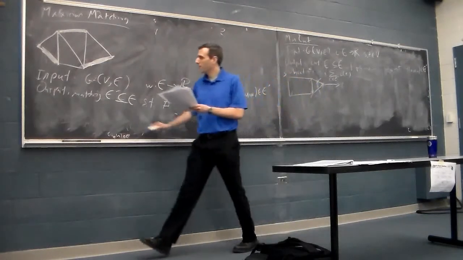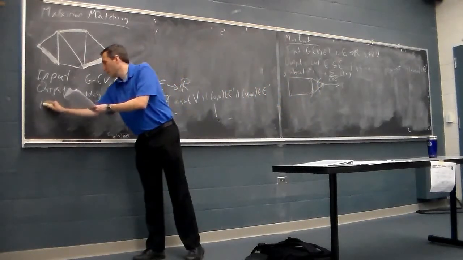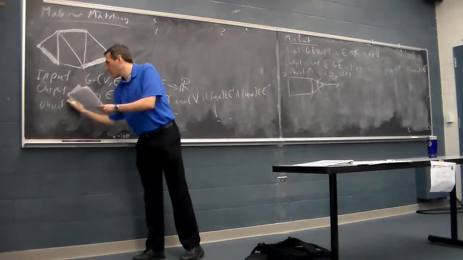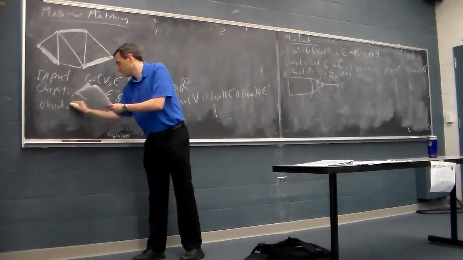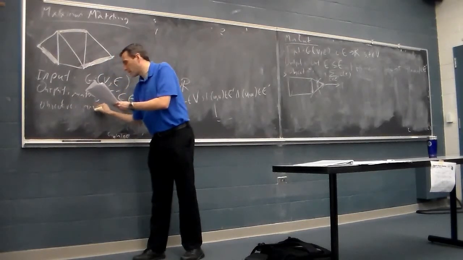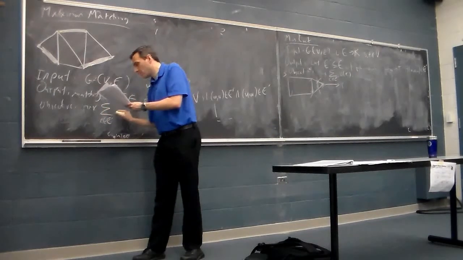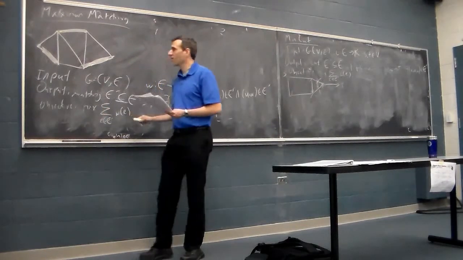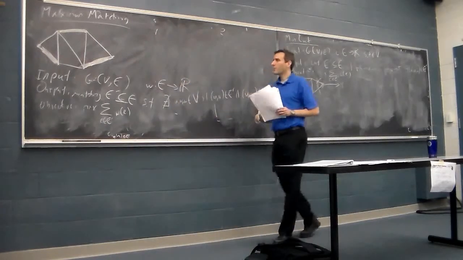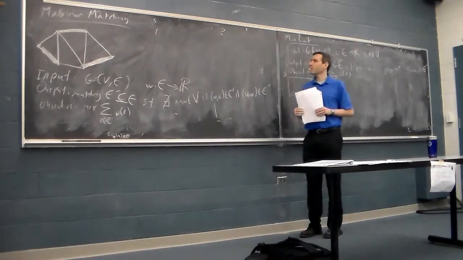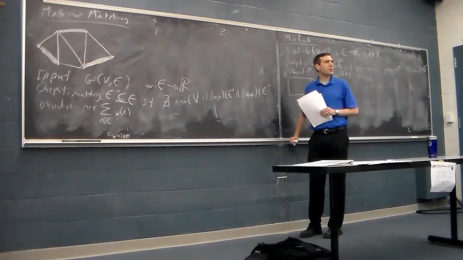And then for a maximum matching, what we're doing is simply saying we want to maximize the sum over edges in E' of the weight of the edges. So we want a matching of maximum weight. Is that clear to everyone?